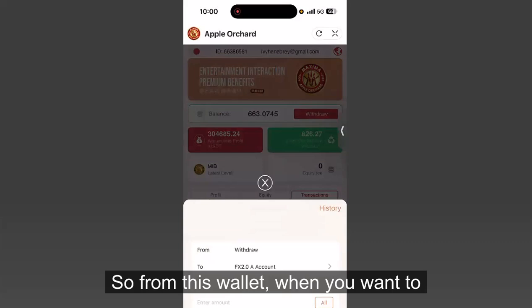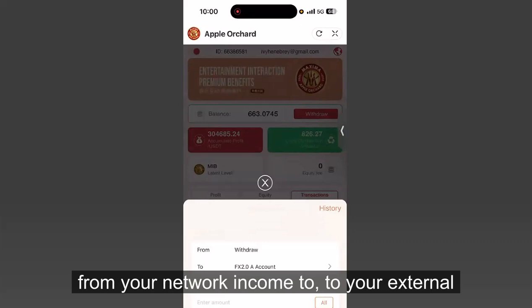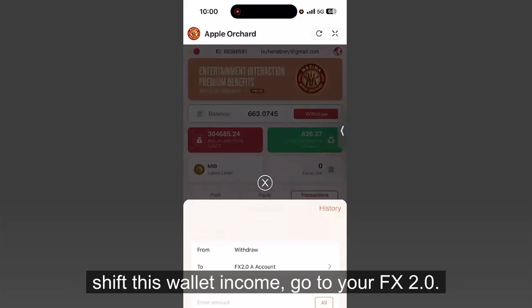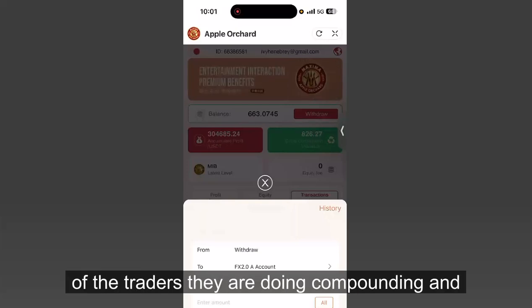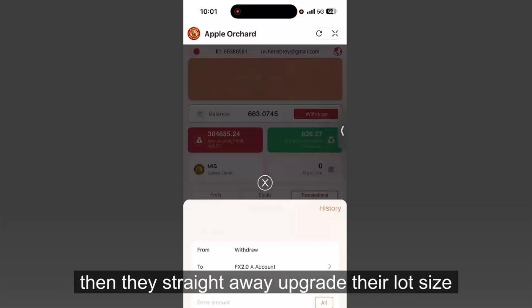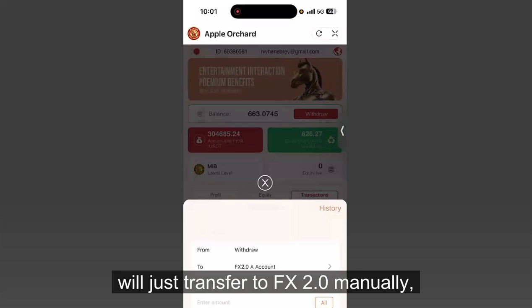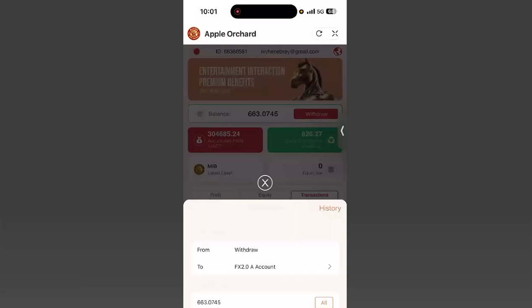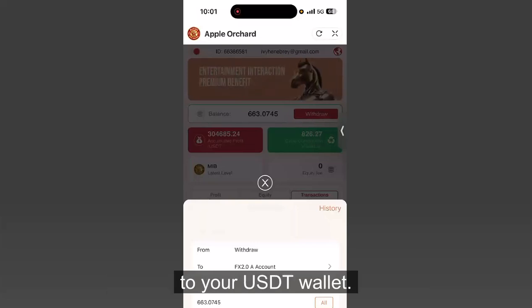All right. So if there is nothing here, maybe I want to touch on the last one, withdraw. From this wallet, when you want to do a withdrawal from your network income to your external wallet, you can't do so. You need to shift this wallet income to your FX 2.0. That is the place where some of the traders are doing compounding, and then they straight away upgrade their lot size, and they can trade higher lots and get more profits, or they will just transfer to FX 2.0 manually, by hand. Just tap on the amount that you want to transfer, and then press confirm, and then you will go to your FX 2.0, and from there you can withdraw out to your USDT wallet.